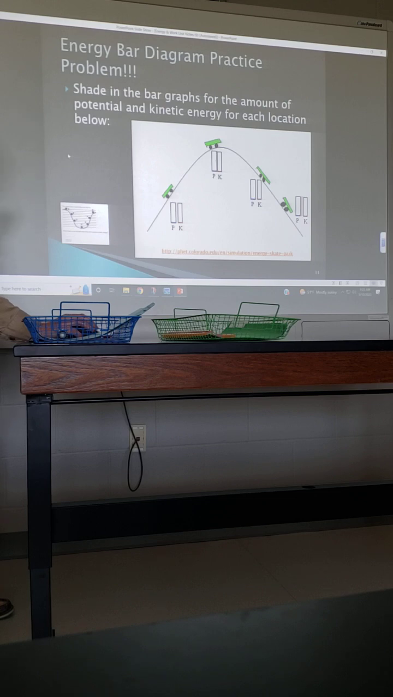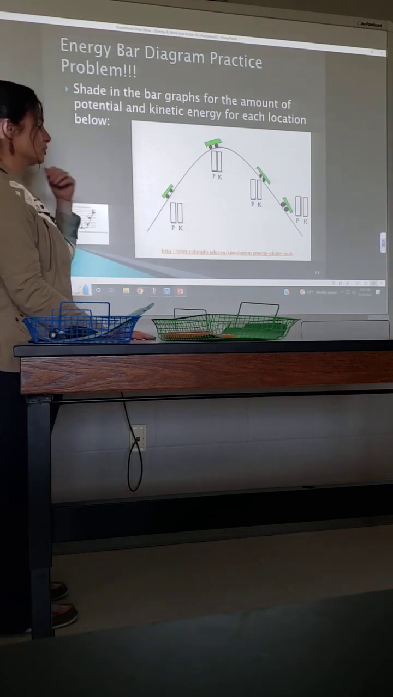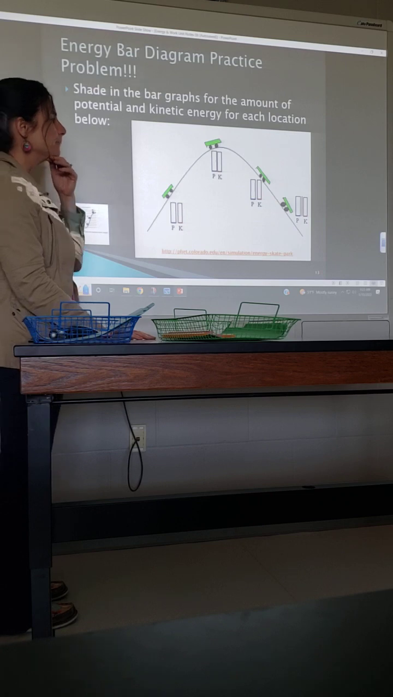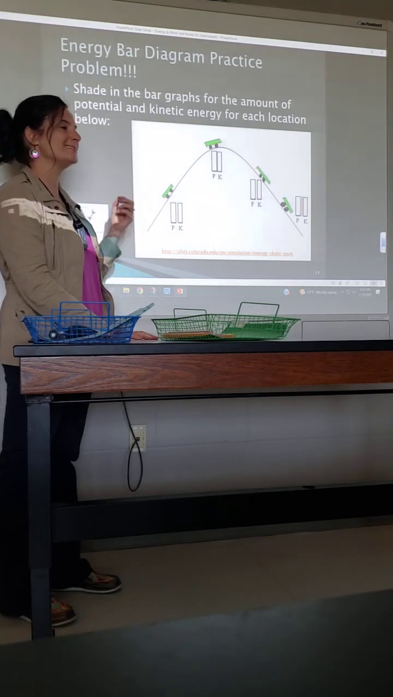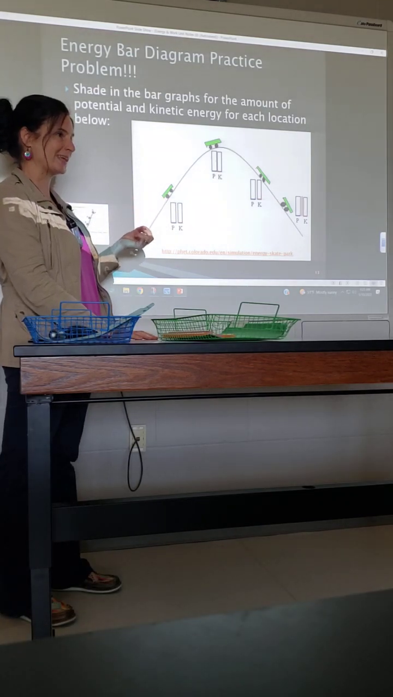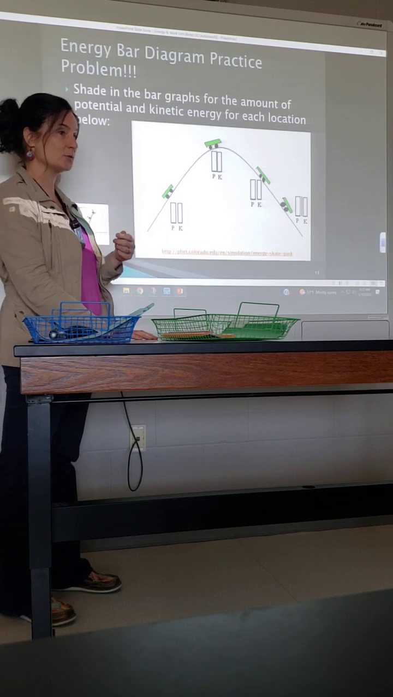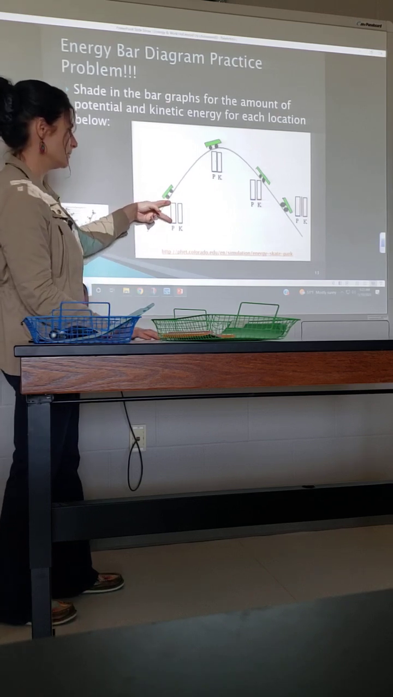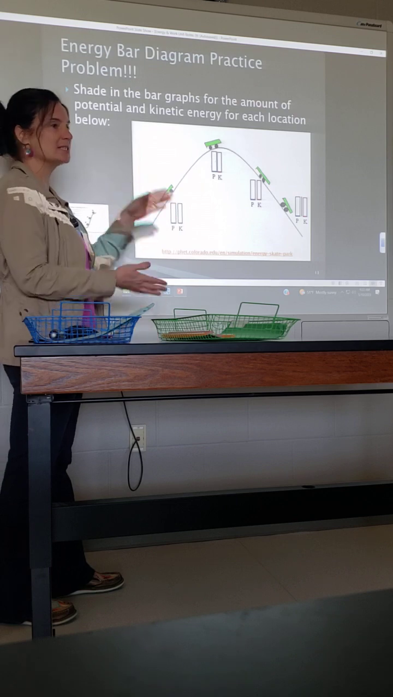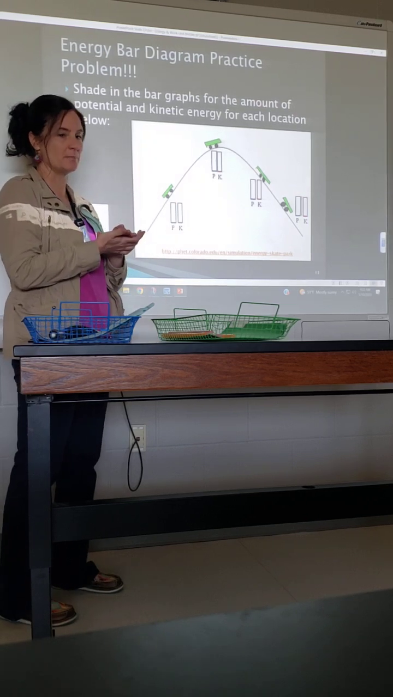Okay, so let's take a look at this. We're going to shade in the bar graphs. Instead of using circles, now we're going to use these bars. What is a little different on this one? It doesn't have a bar for the total mechanical. So Echo, going back to what you commented on, the height of the bar is the total amount of energy that could possibly be present.